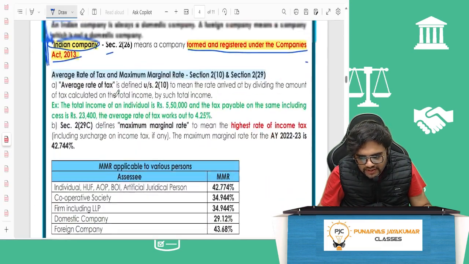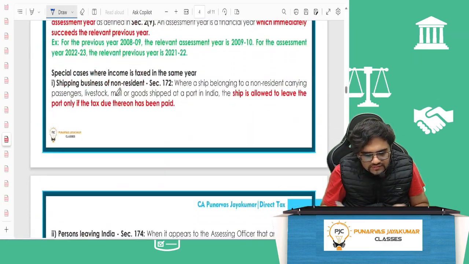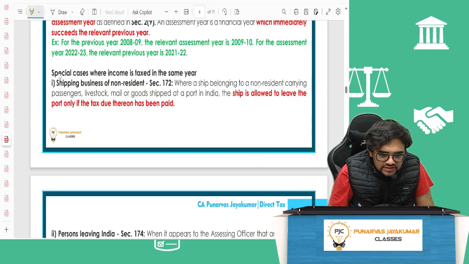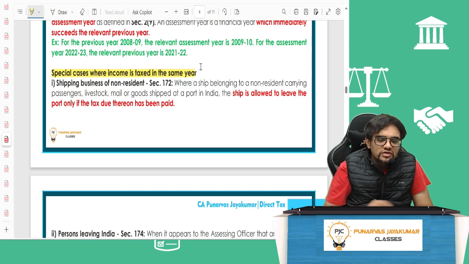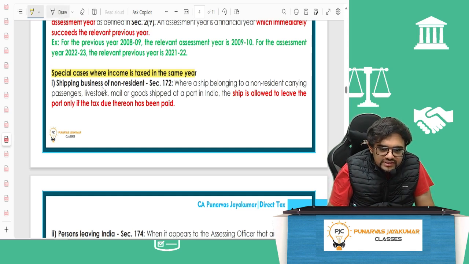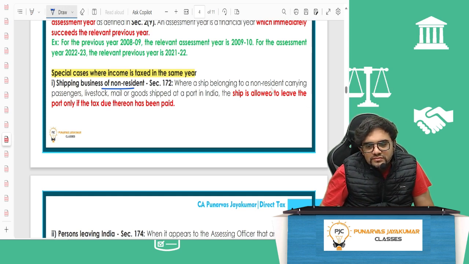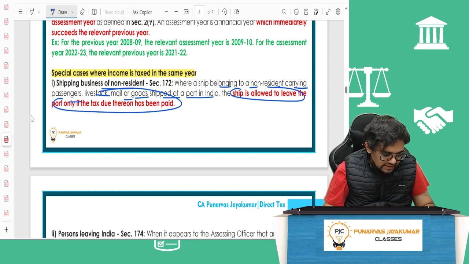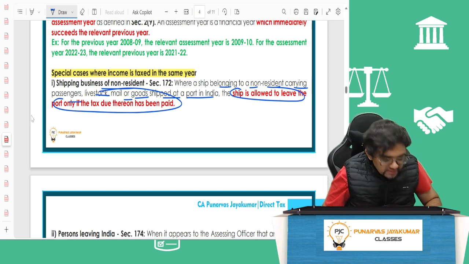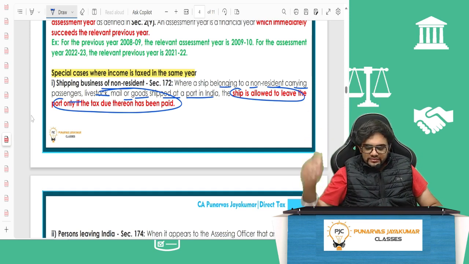Here. Page A4 only, guys. Check this. Special cases where income is taxed in the same year. Quickly we'll finish off. Shipping business of non-resident. This is an example. Where a ship belonging to a non-resident carrying passengers, livestock, mail, goods shipped at a port in India. The ship is allowed to leave the port only if the tax is paid. Assessment will happen then and there only. Done. Over.